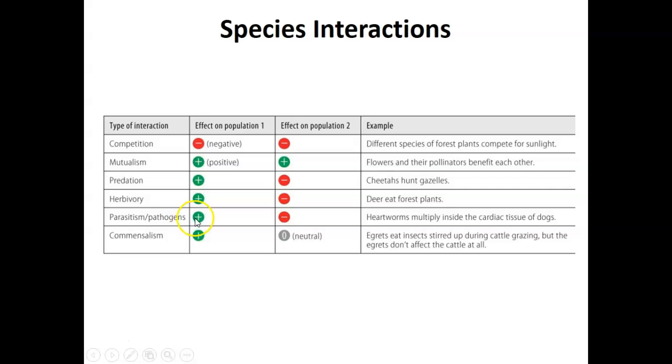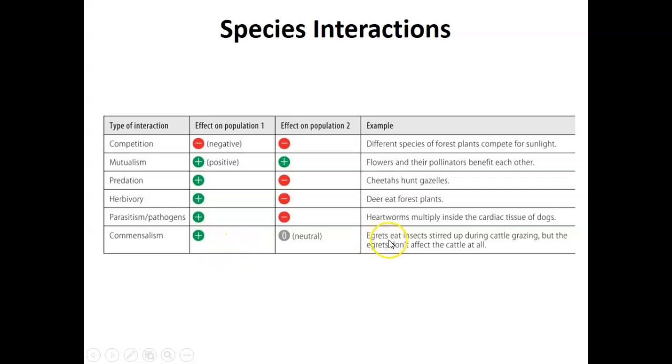Parasitism or pathogens are going to be harmful to the host. For example, a virus or bacteria invade our body and stay in our body, take our nutrition, and get multiplied by our genomic systems. The last interaction between species is called commensalism. Commensalism is neutral for one species, but beneficial to the other species.